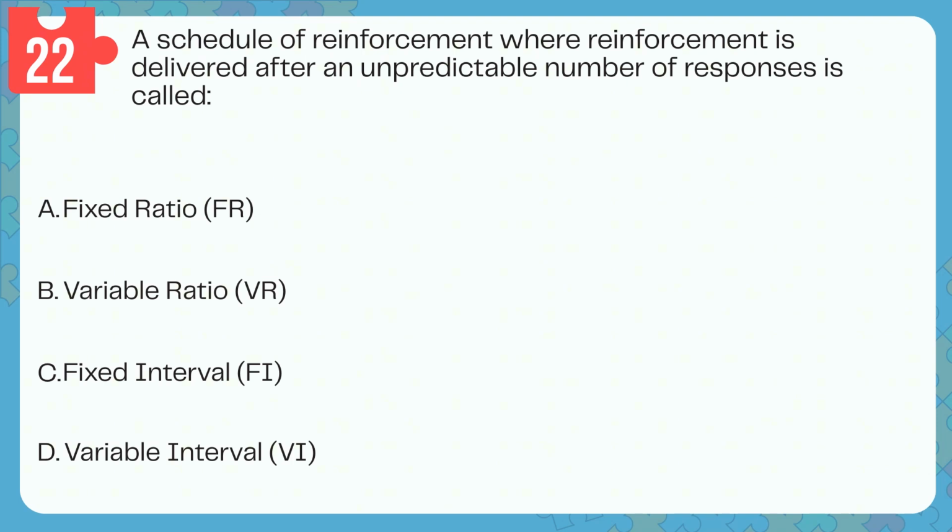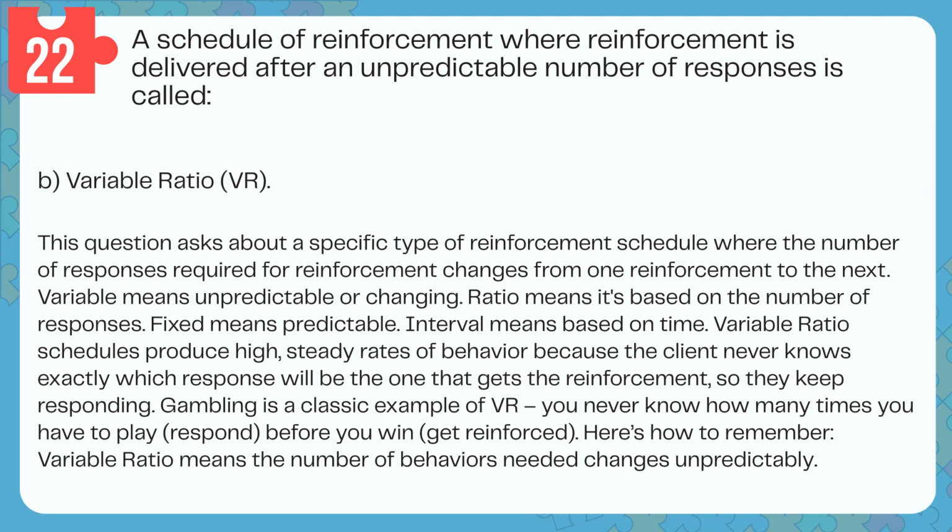Answer: B. Variable ratio, VR. This question asks about a specific type of reinforcement schedule where the number of responses required for reinforcement changes from one reinforcement to the next. Variable means unpredictable or changing. Ratio means it's based on the number of responses. Fixed means predictable. Interval means based on time.